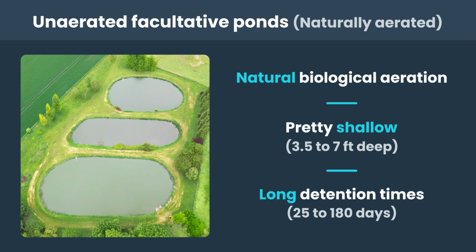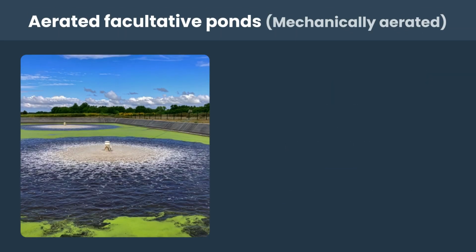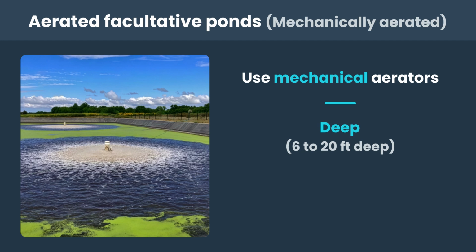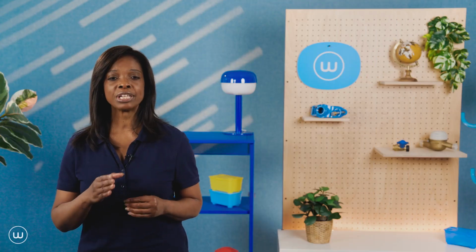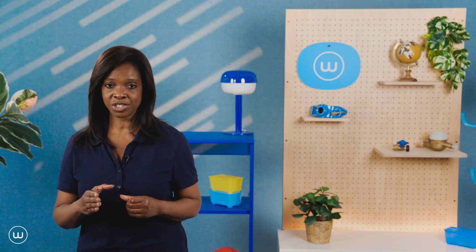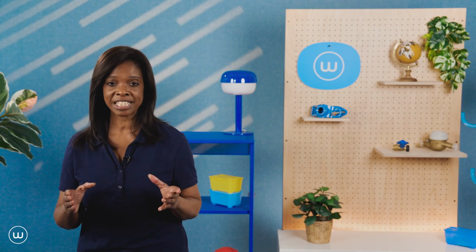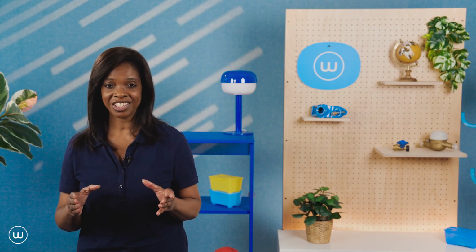over 180 days. And aerated facultative ponds, or mechanically aerated facultative ponds, use mechanical aerators in addition to natural processes to supply more oxygen. These ponds are deeper, 6 to 20 feet, and have shorter detention times, typically 5 to 30 days. The next videos will focus on naturally aerated facultative ponds, while the final two will cover the specificities of mechanically aerated ponds. Overall, note that the treatment process is the same for both types of ponds.